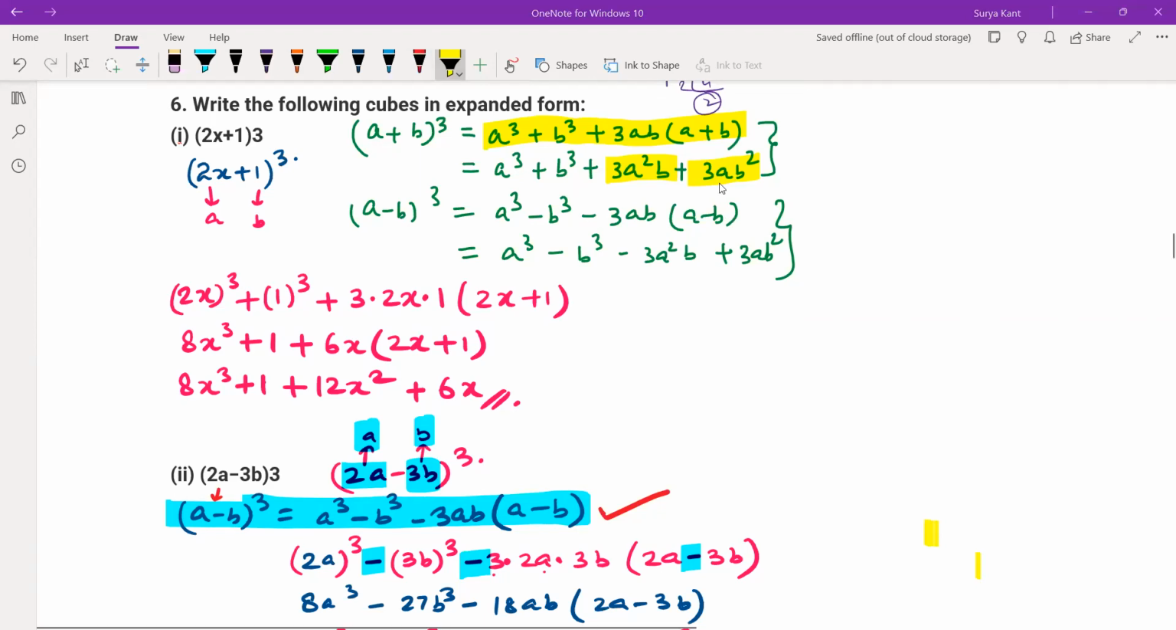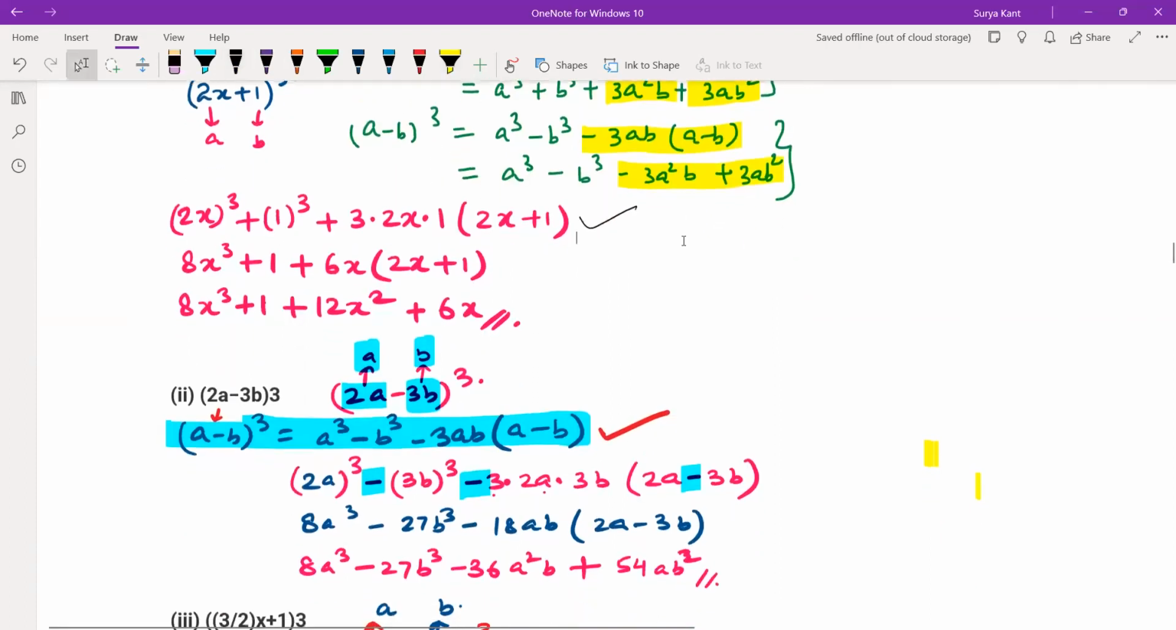So a minus b whole cube, you see, the same way we are doing. And you multiply it, then we will get this one, okay? So now this and this got cleared. Anyone having doubt in the first and second question?